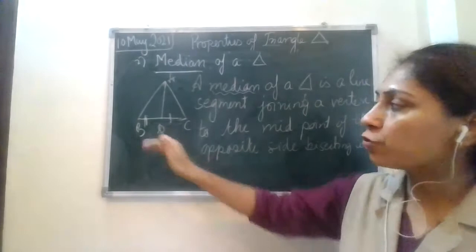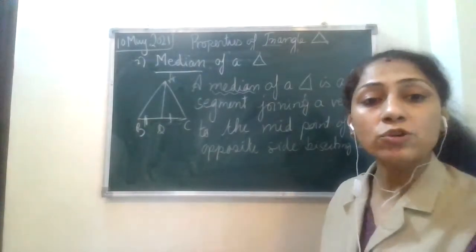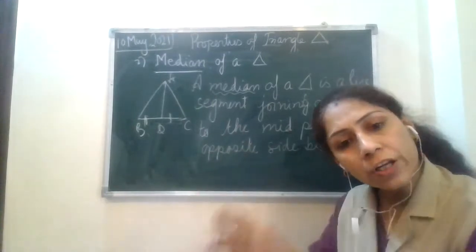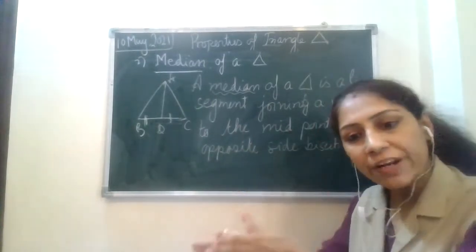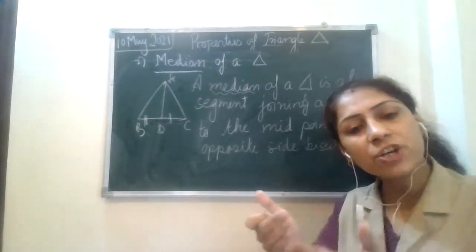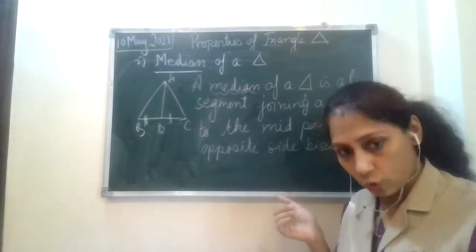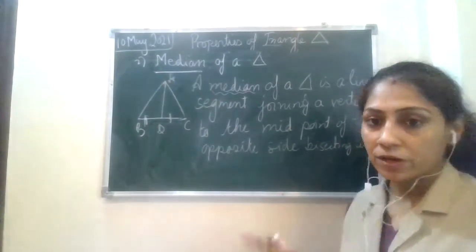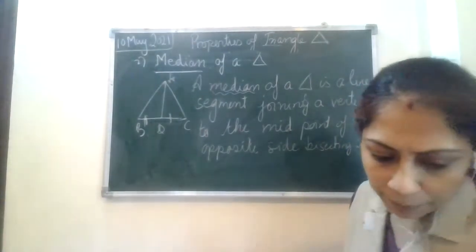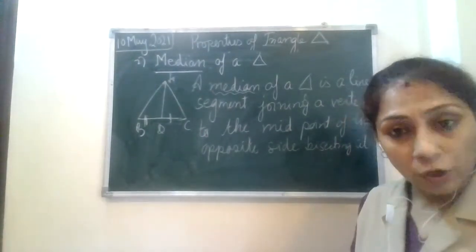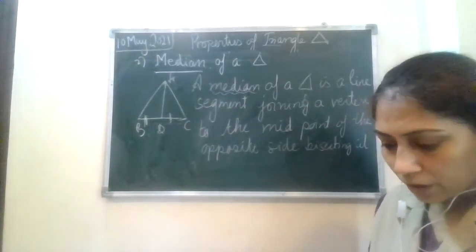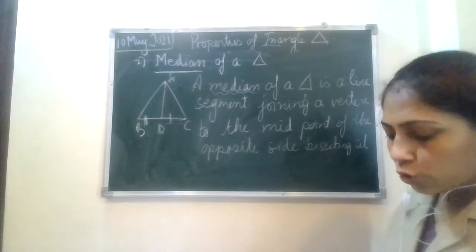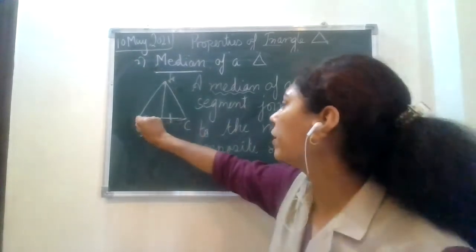Had it been 4 centimeters, it is divided into 2 and 2 centimeters. Had it been 5, then 2.5 and 2.5. Whatever the measurement is, it is divided into two equal halves. That means the ratio has become 1:1. So please remember the meaning of median. Very important property. I believe you are thorough with the concept now. You're clear, right?